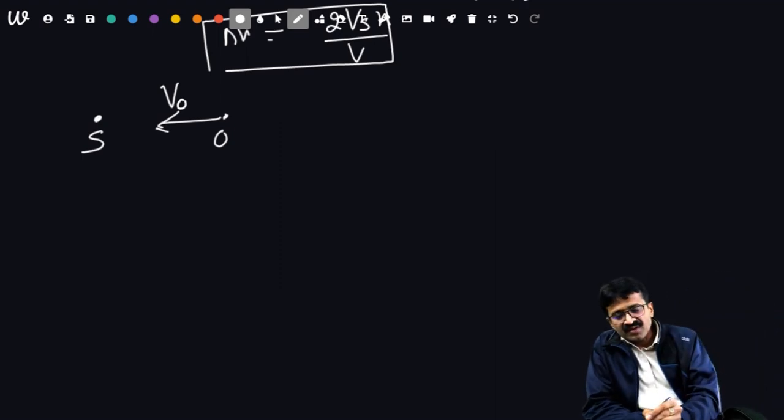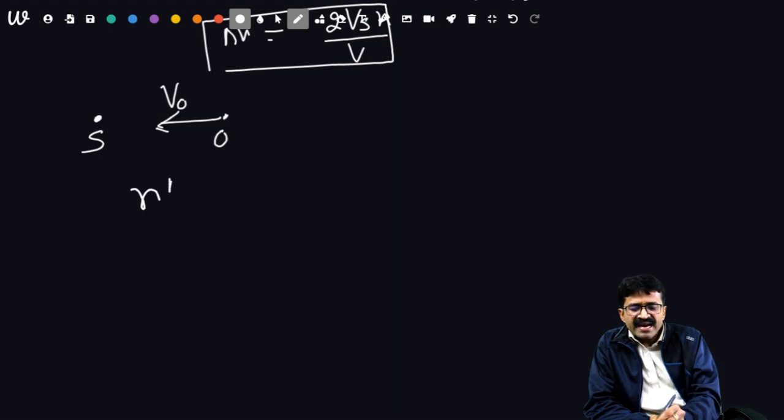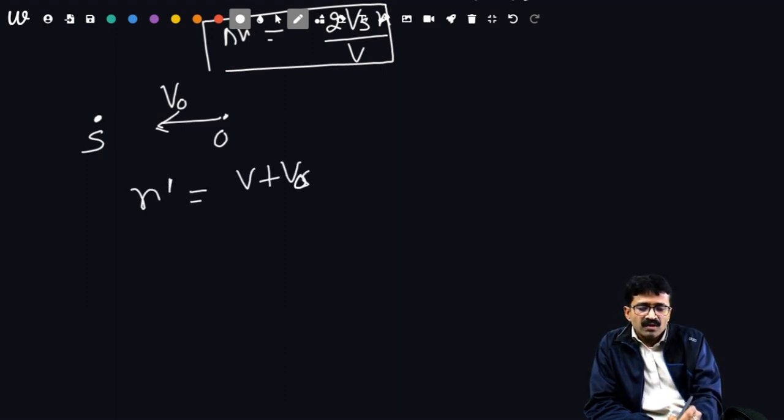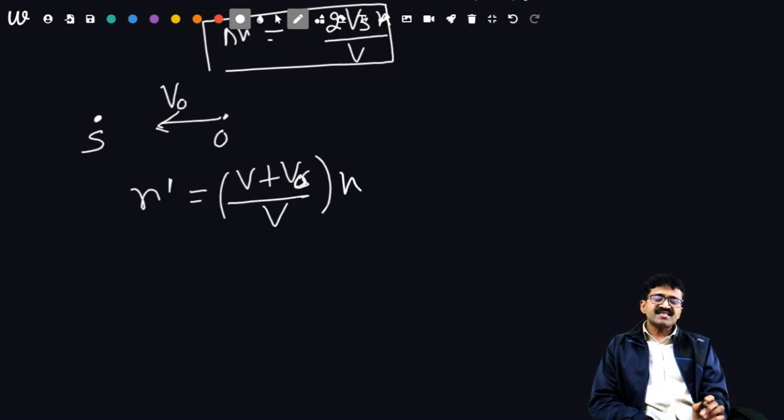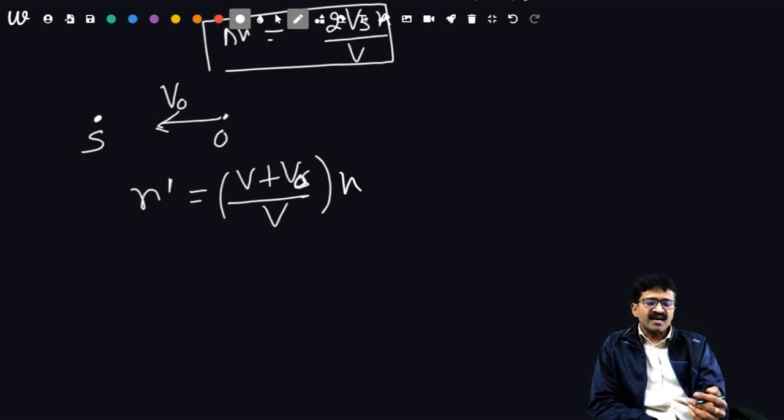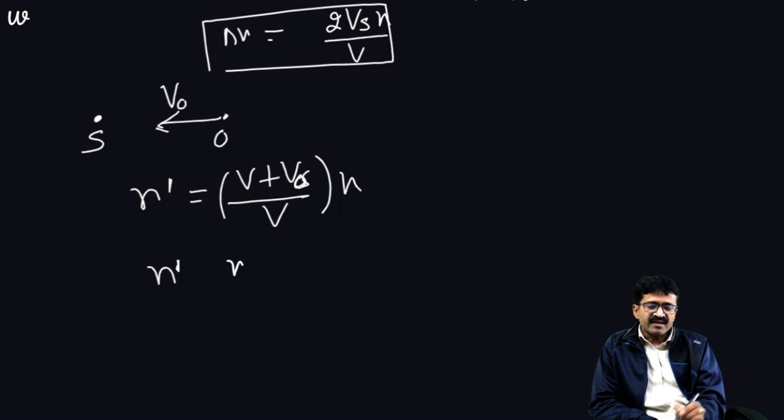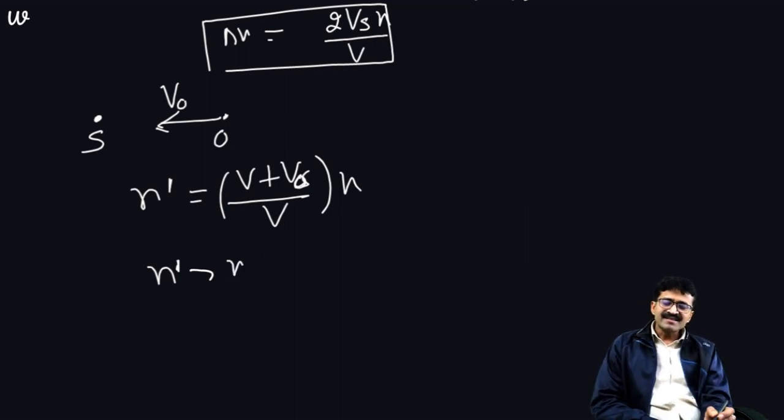Its formula will be N dash is equal to V plus VO upon V into N. N is the actual frequency, N dash is the apparent frequency. Here the numerator shows extra velocity, which gives N dash greater than N. That means the frequency is increasing.